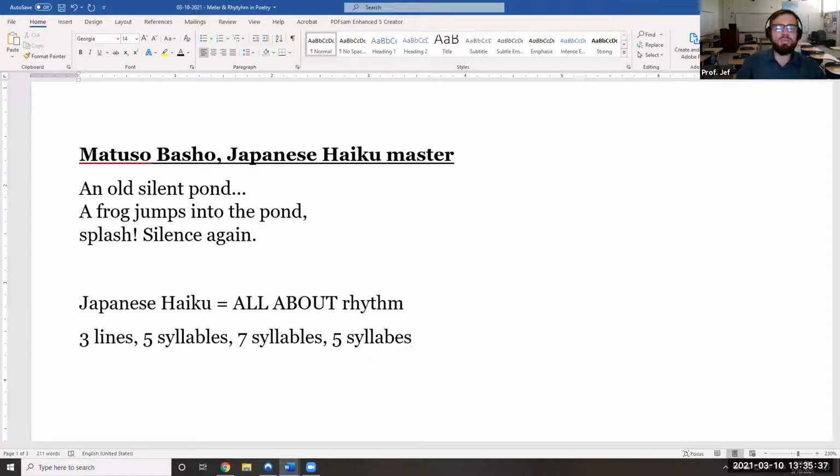We started to talk about this last week, but this is what a Japanese haiku is. Syllables, my poor brain. An old, silent pond: 5. A frog jumps into the pond: 7. Splash, silence again: 5.